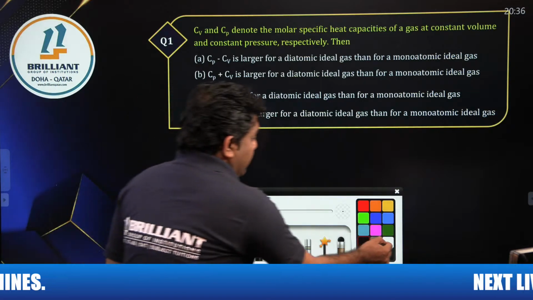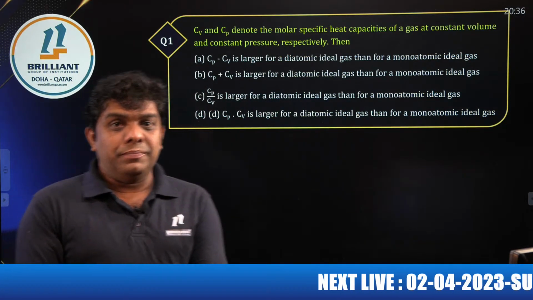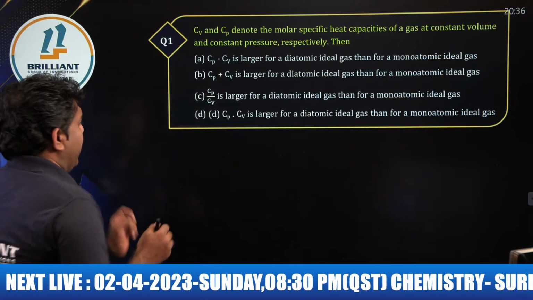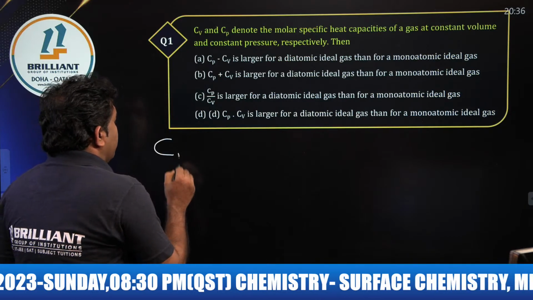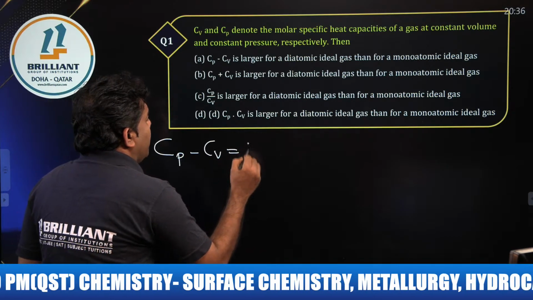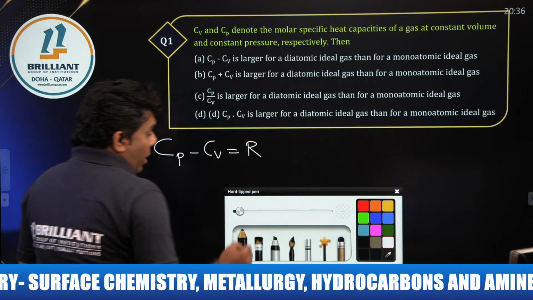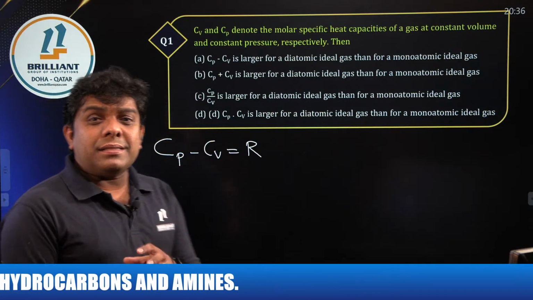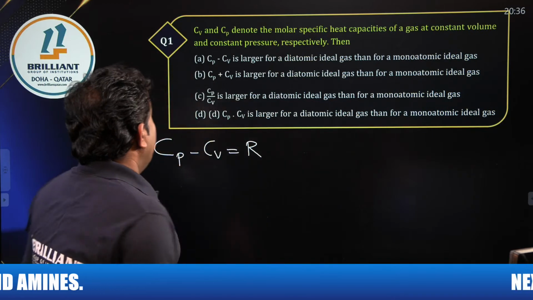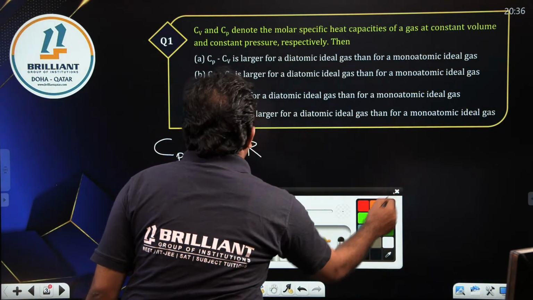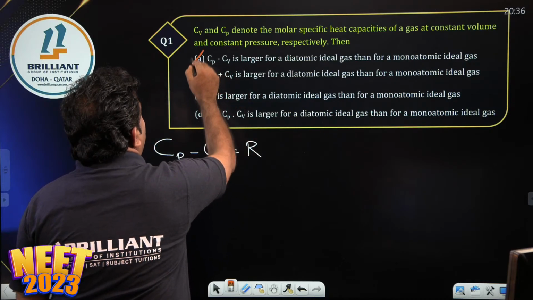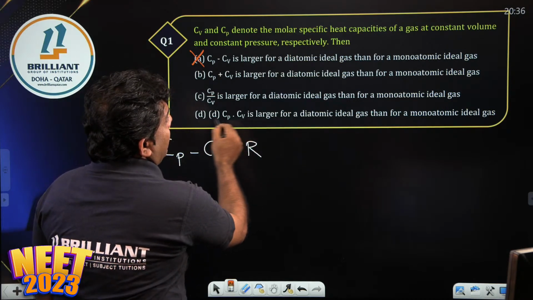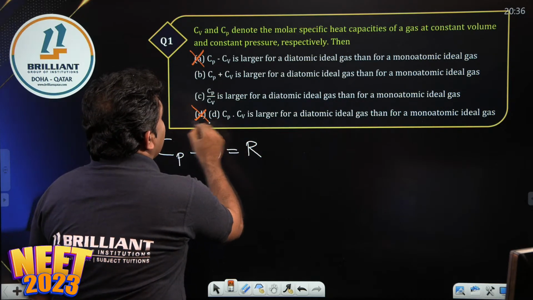In this question, two terms are changing: Cp minus Cv and Cp plus Cv. According to Mayer's relation, Cp minus Cv is equal to R, and R is the ideal gas constant. So Cp minus Cv will be the same for all gases. If you consider the first option, that Cp minus Cv is larger for diatomic, that is wrong, and the option saying it is larger for diatomic than monoatomic ideal gas is also wrong.